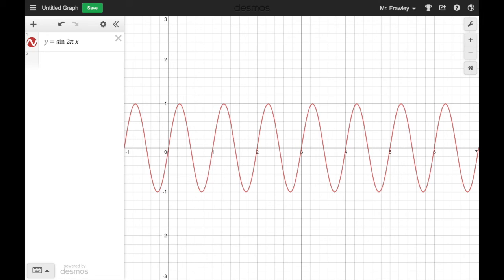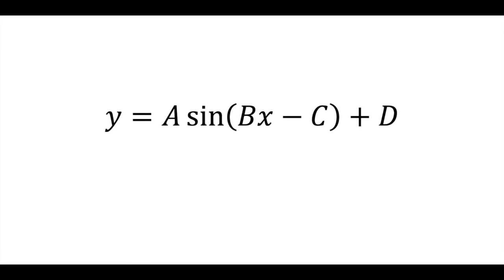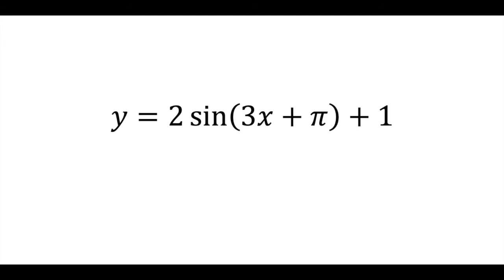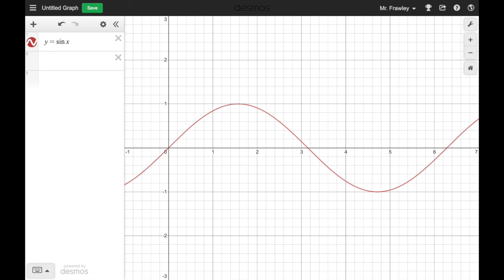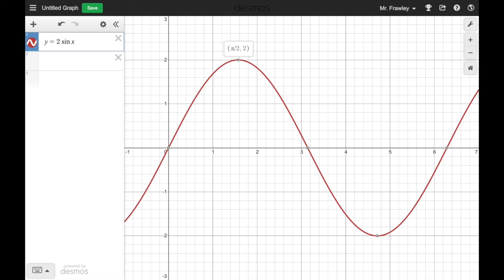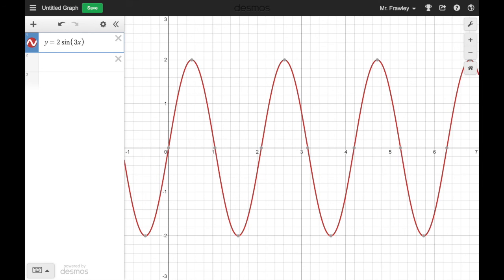Let's set up an entire equation transformation by transformation. Say that y equals 2 sine of 3x plus pi, plus 1. Let's go a, b, c, d. Start with the standard sine wave. Amplitude is 2, so we have the peaks crest at 2 and the valleys bottom out at negative 2. B is 3. We get 3 complete cycles in our standard 2 pi framework.